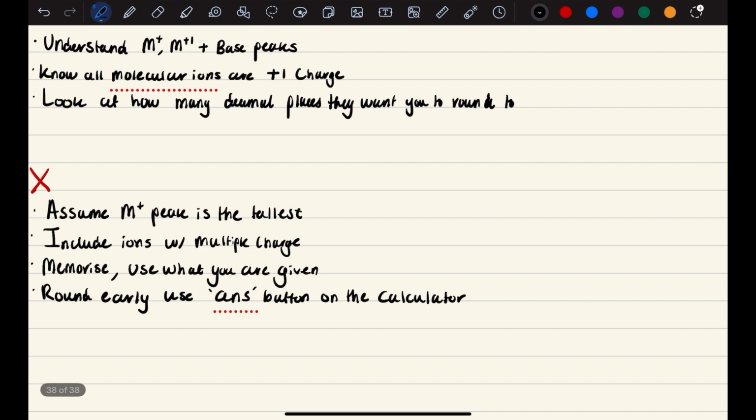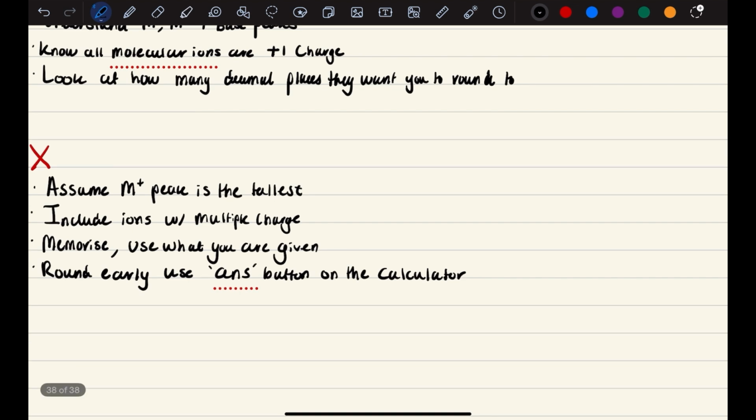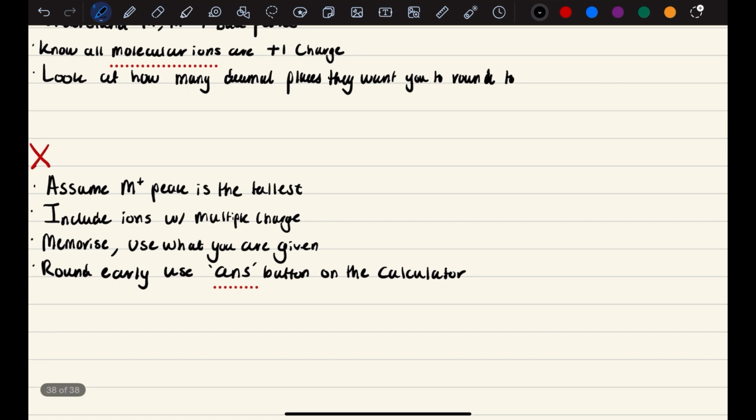Now, what do you not do? Do not assume the n plus 1 peak is the tallest. This happens all the time. It's not the tallest, it's the one furthest to the right. Don't include ions with multiple charge. Like I just said with the example of calcium, it's easy to just do that because that's something that you know. But in mass spec, all of them have a 1 plus charge.